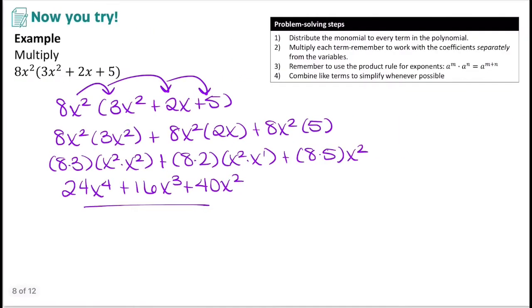So here we're distributing 8x squared. So we have 8 times 3 and then x squared times x squared. So we have 24x to the 4th. And then we have 8x squared times 2x. So that's going to become 8 times 2 and then x squared times x. So the 16x cubed. And then 8x squared times 5. So 8x squared times 5 will become 8 times 5, and then x squared, so 40x squared.